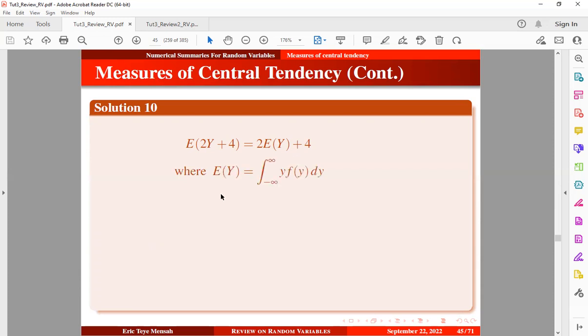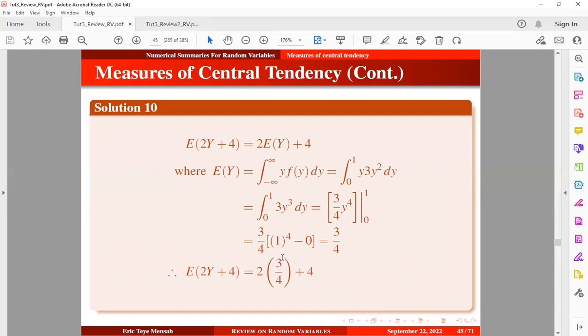All right, so we know the expectation of Y, because this is continuous, we're going to take the integral of the product of the random variable together with the probability density function. Once we do that, we obtain this, and once we multiply, we can have this. If we take the integral, we're going to obtain this, and once you input the values, you obtain this. So finally, you have 3 out of 4. Therefore, the expectation of this expression can be written in this form, where the expectation of Y is 3 out of 4. So this multiplied by 2 plus 4, you obtain 5.5.